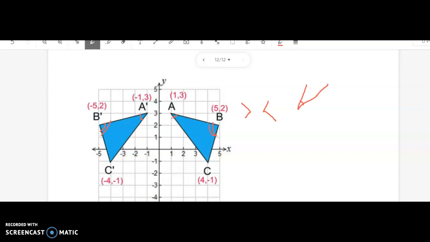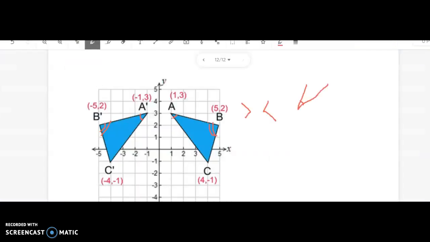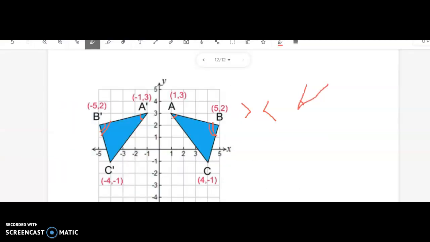All right, so let's check out the next one. The side lengths of triangle XYZ prime is 3 times the size. No, it's not. It didn't get any bigger. It's still the same size. So that's a false statement. It's not going to get bigger. It's not going to get smaller. It's just flipping. Let's go to the next one.